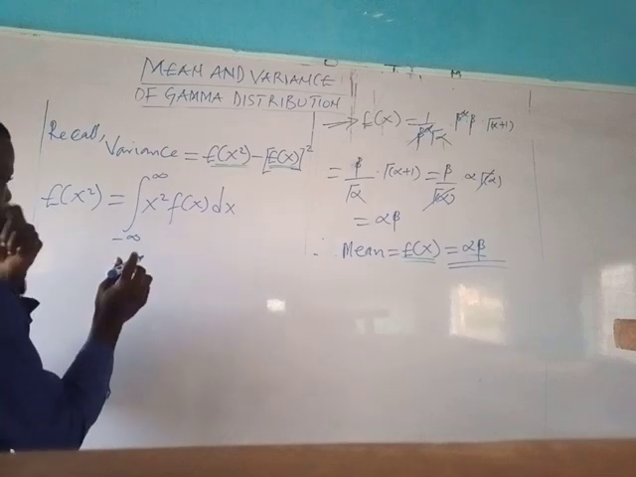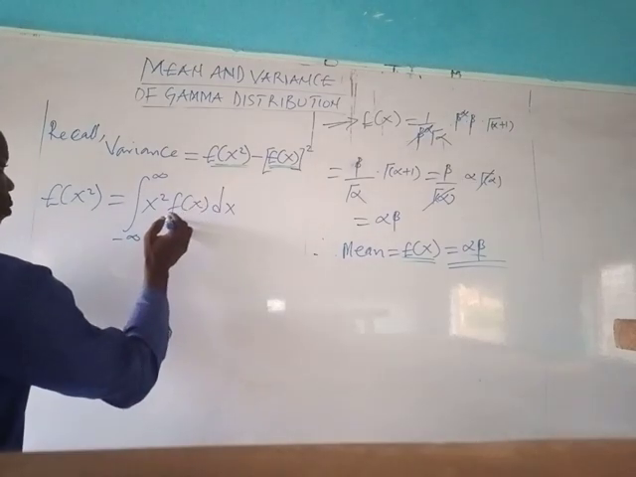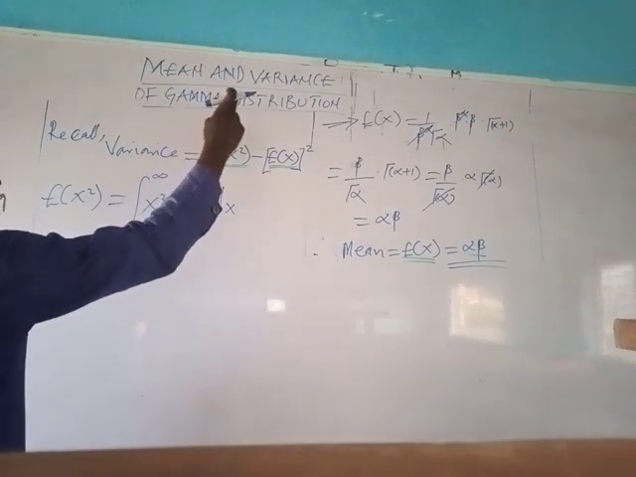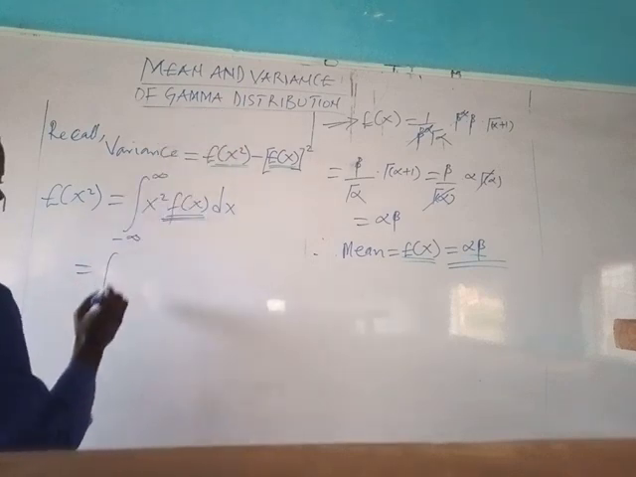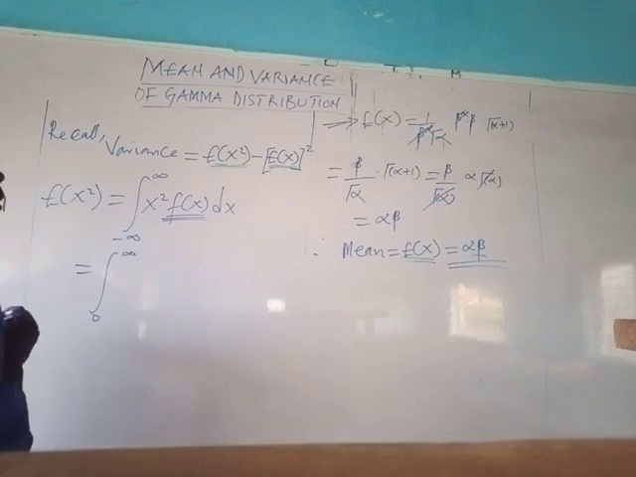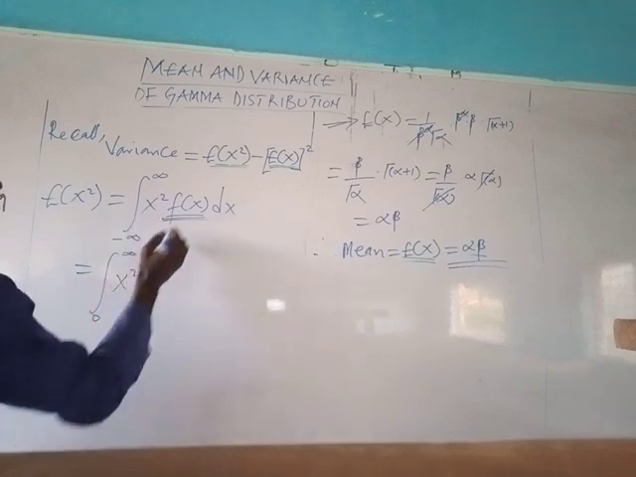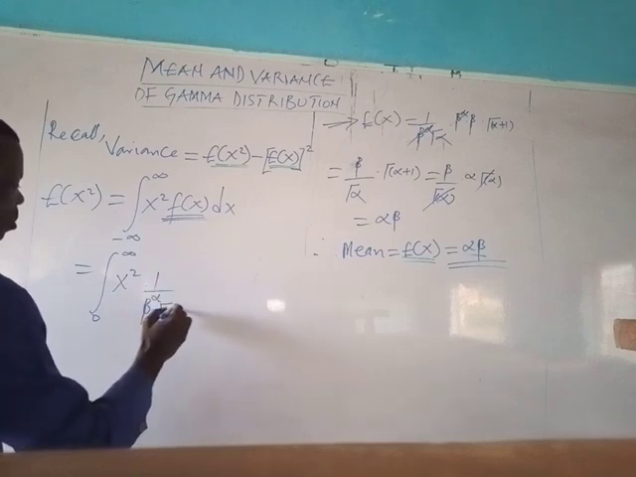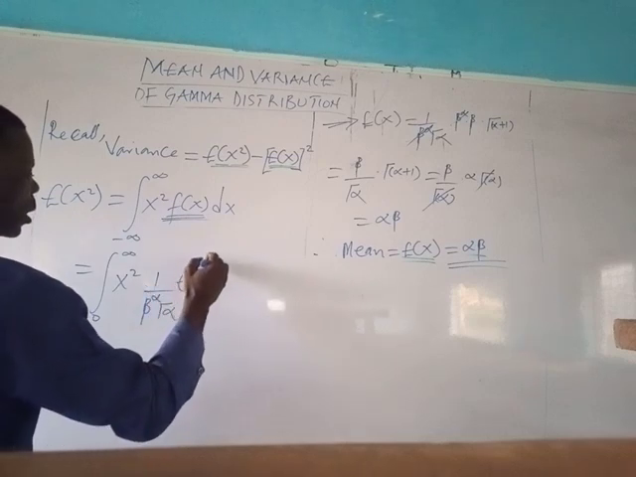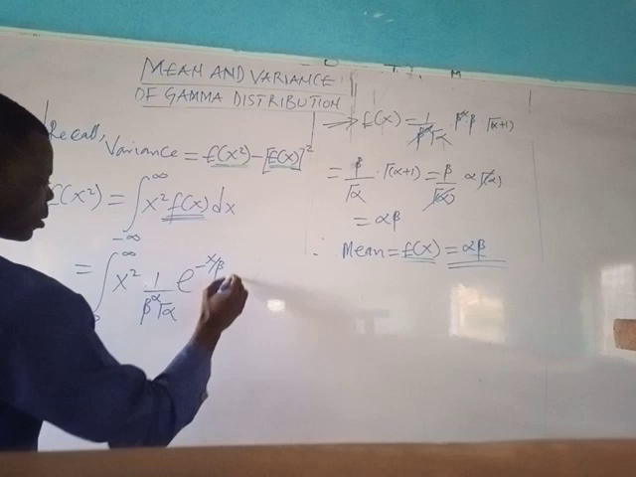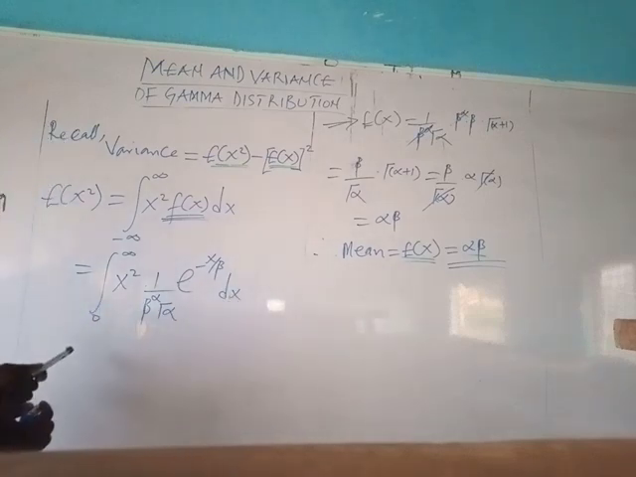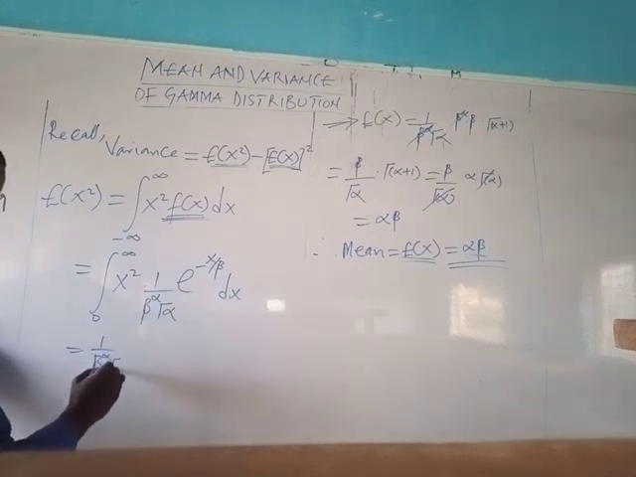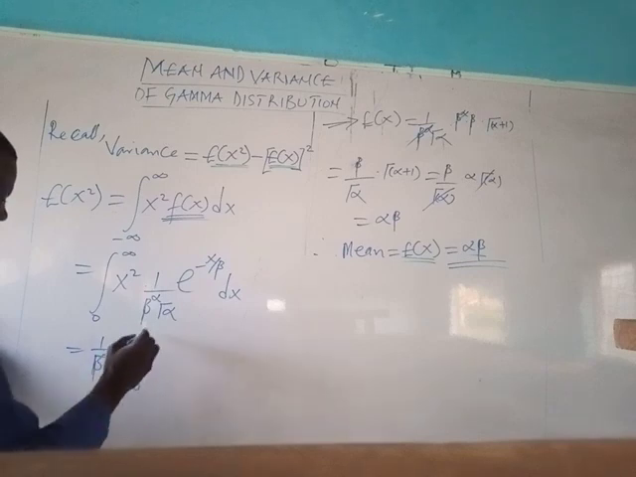So what we are going to do now is put in our distribution, the density function, and we are under the gamma distribution. So this will also be integral 0 to infinity x squared, and the function now will be 1 over beta raised to power alpha gamma alpha, exponential minus x over beta, dx. Let's take this out as well: 1 over beta raised to power alpha gamma alpha, integral 0 to infinity.